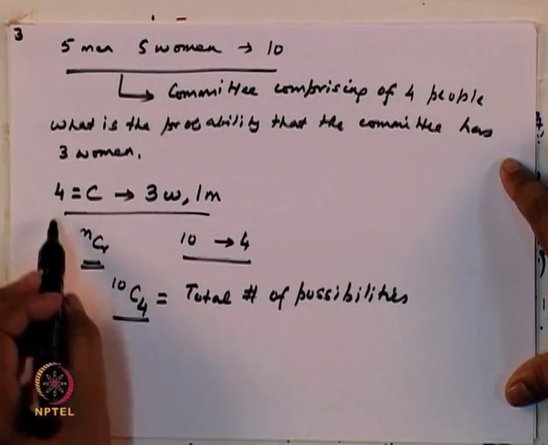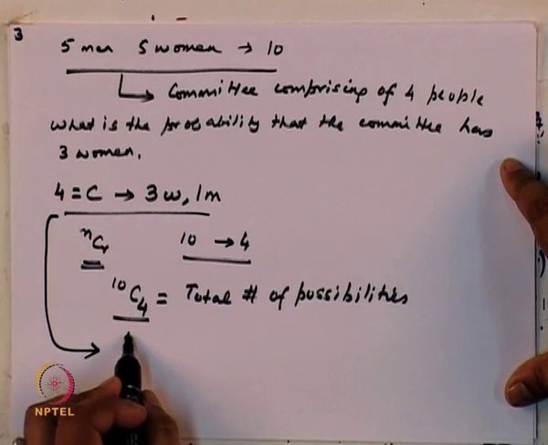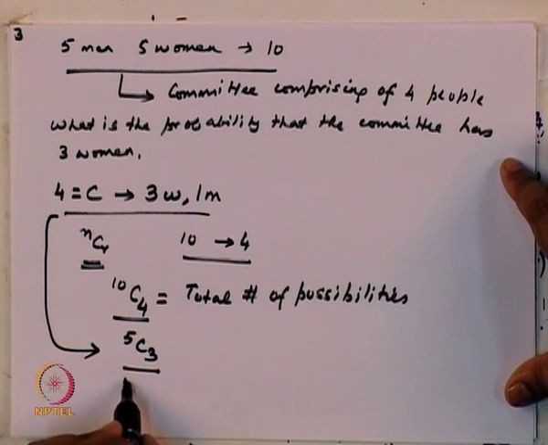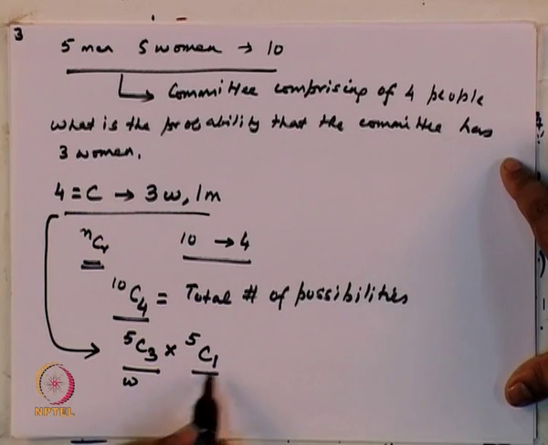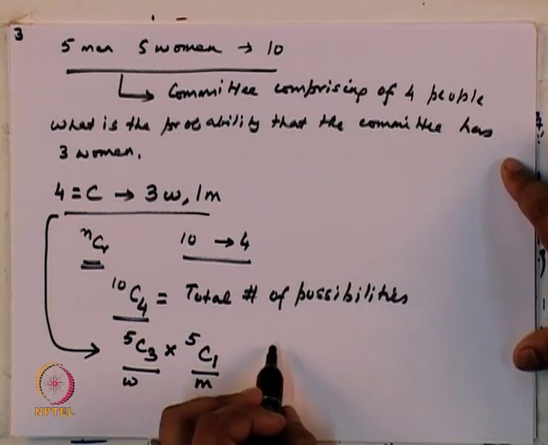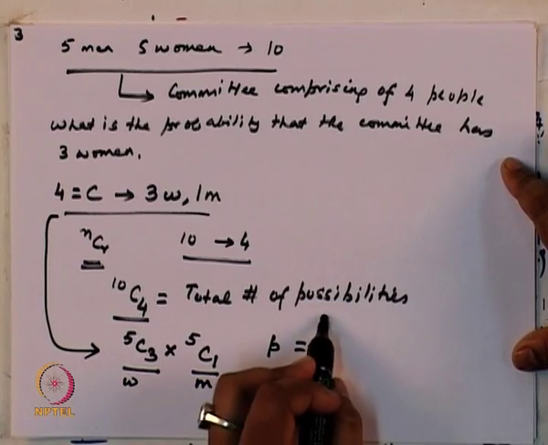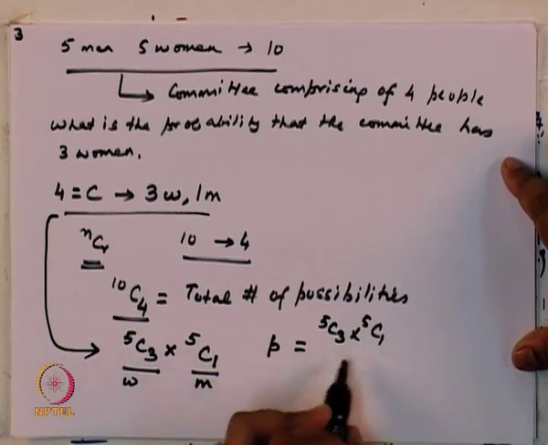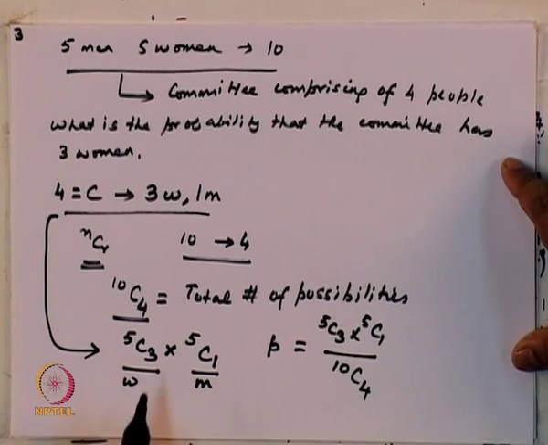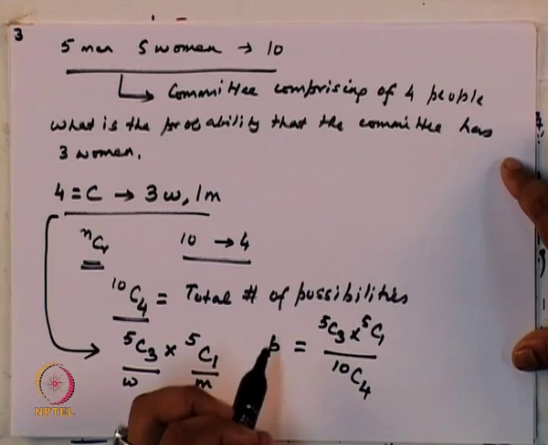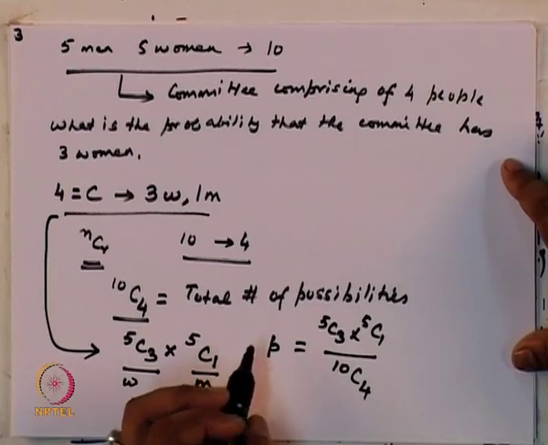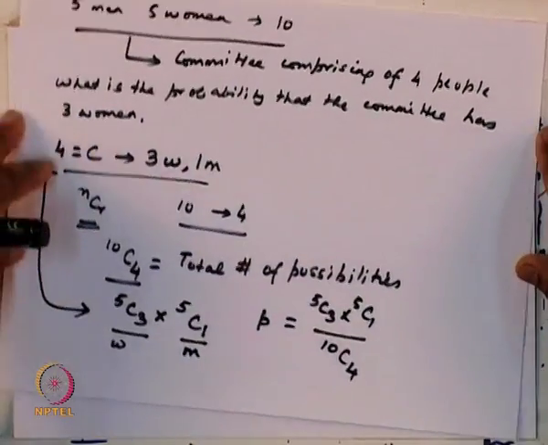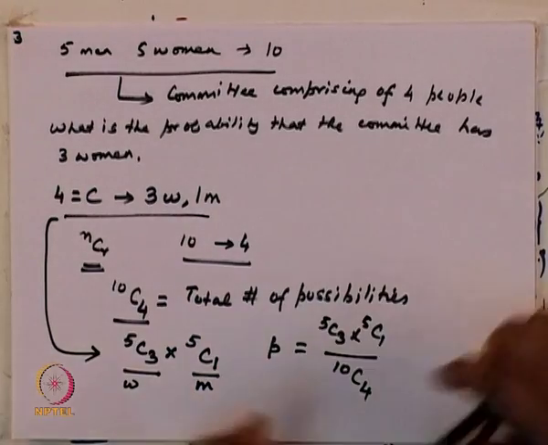So this amounts to, from 5 women you can choose 3, and for each of these combinations, from 5 men you can choose 1 man. Okay. So, your probability is nothing but 5C3 into 5C1 by 10C4. You can do the exact calculation by plugging in the appropriate values, and this is your final answer. So, this is an example where you have made use of combinations to derive your final answer.